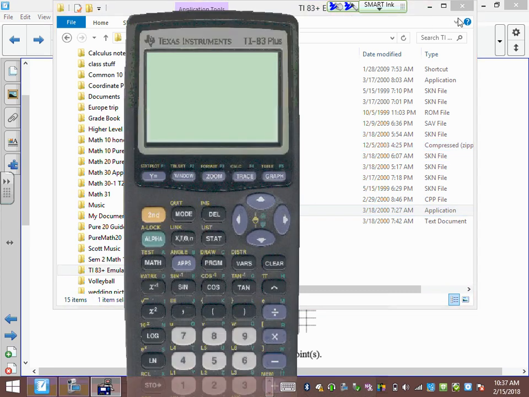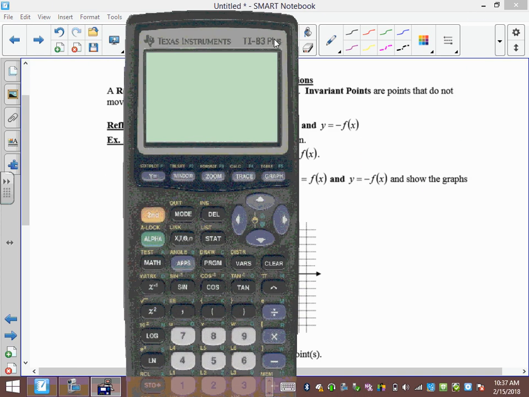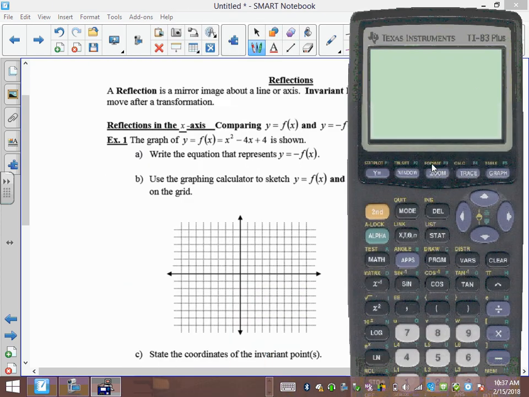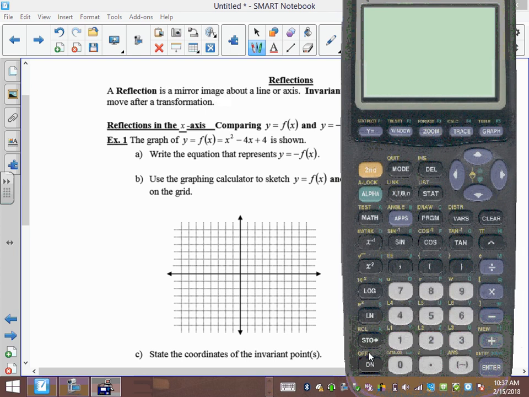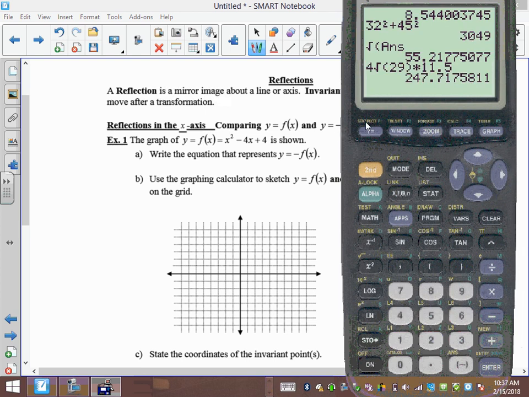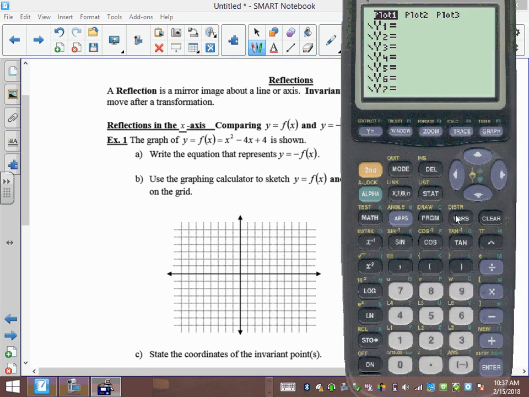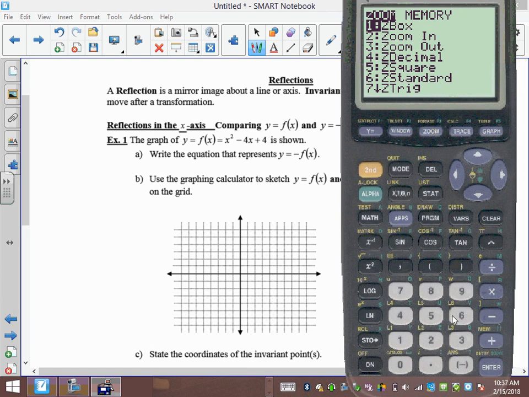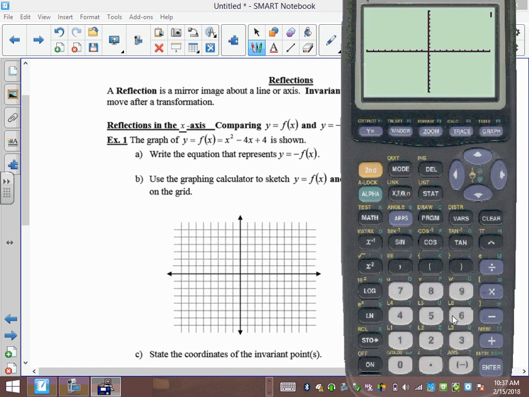You're putting the equation in. All right. So you're going to go x squared minus 4x plus 4. And then you can press zoom 6 just in case your window's been changed crazy. Zoom 6 gets you back to the negative 10, 10, 10, 10 window. So instead of you changing it, zoom 6 lets you change it.